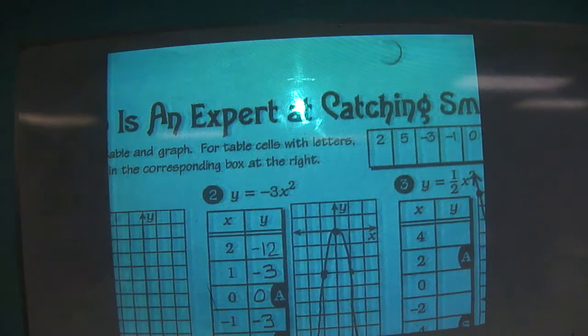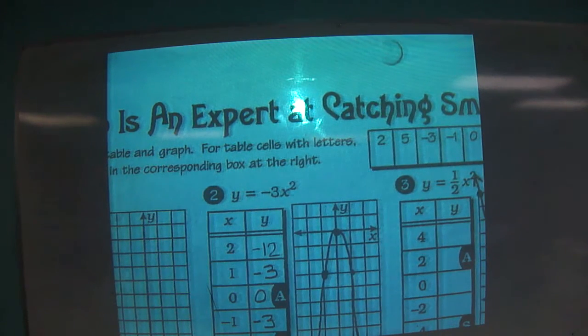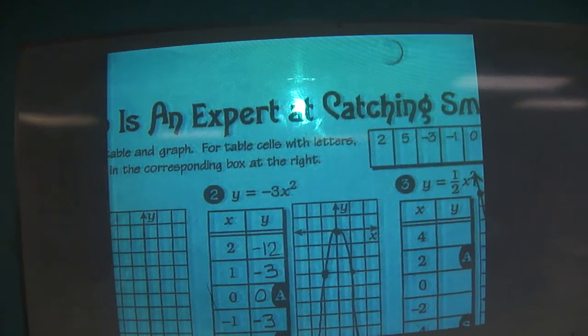Let's find out. One of the things we're doing here is working with quadratics, and we are graphing just 2 points, x and y. When I say we're working with quadratics, what that means is we have an x squared. So here I've got y equals negative 3x squared in number 2 that I've shown you.